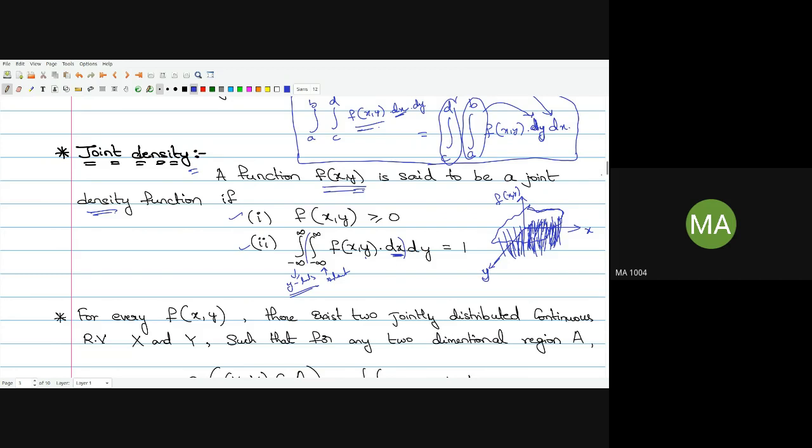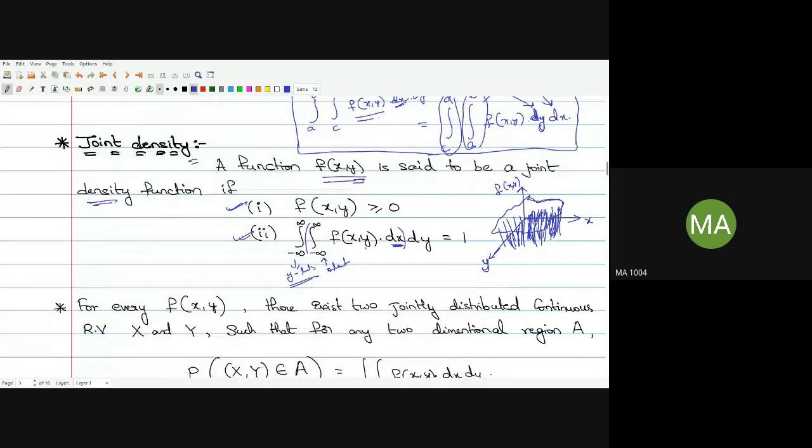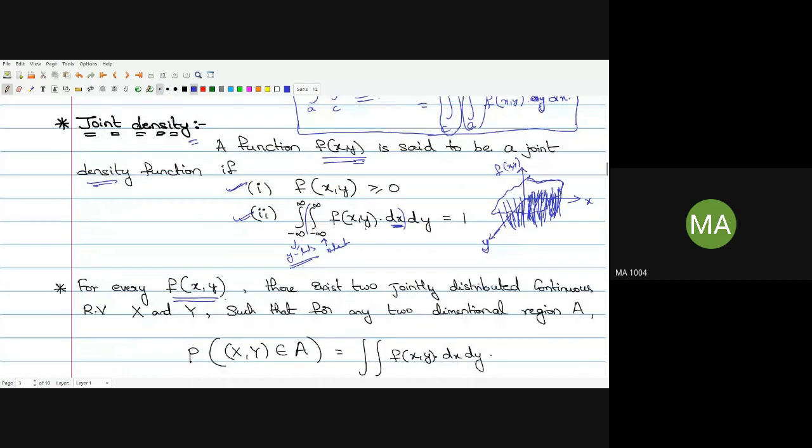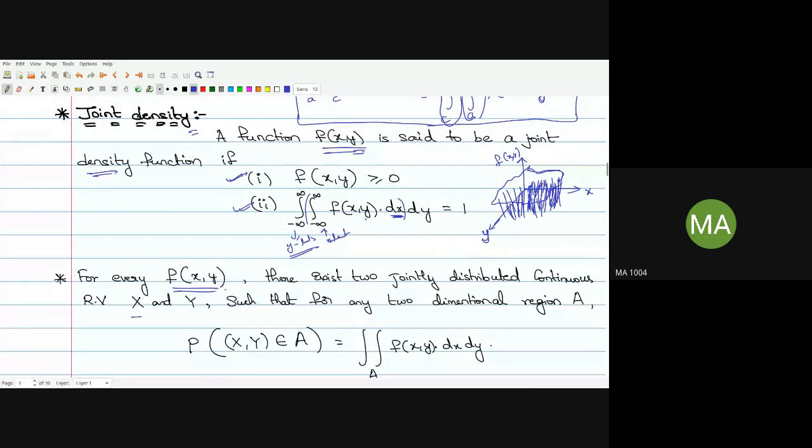Okay. So this is joint density. If I ask you questions like check whether this is a valid joint density or not, you have to check these two conditions. If these two conditions are satisfied, then it is a valid joint density function. And for every joint density f(x,y), there exist two jointly distributed continuous random variables x and y. If I have any f(x,y) which satisfies these two conditions, then for that f(x,y) there exist two random variables x and y, both of which are continuous.